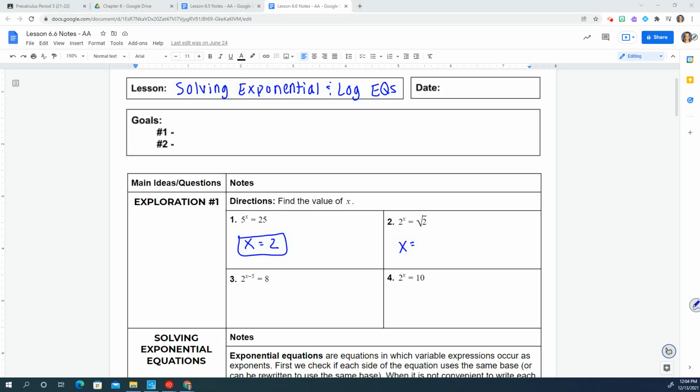Fraction, think fraction. 1. Close. 1/2. If it's a square root, the denominator is always what the index is of the radical. Index meaning what you're rooting. If you're cube rooting, it's 1/3. If you're fifth rooting something, it's 1/5 power.